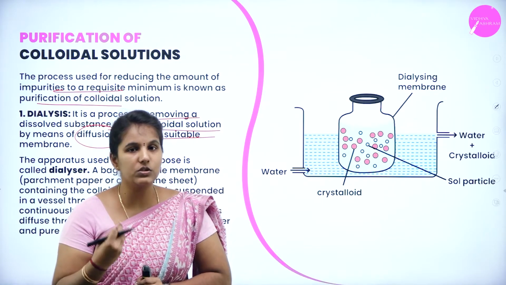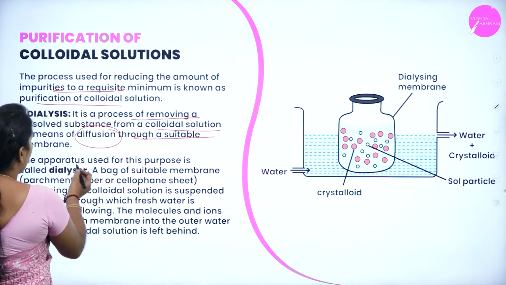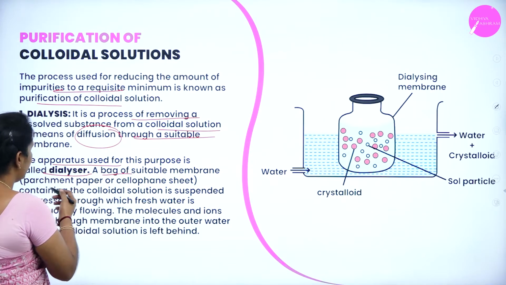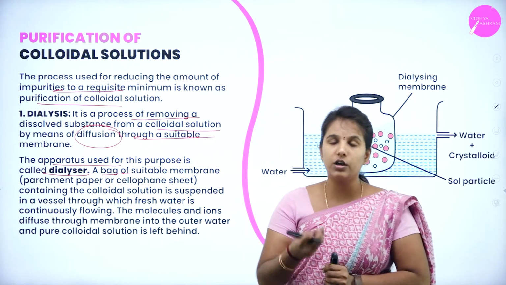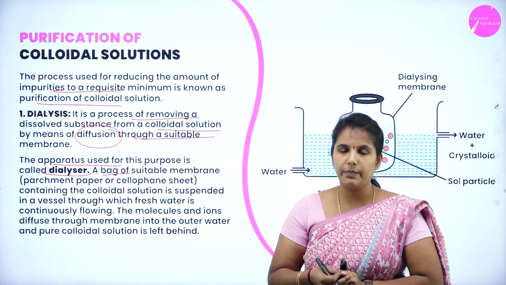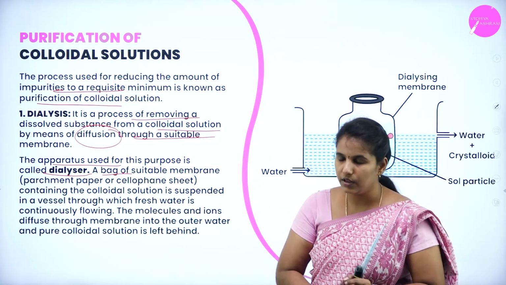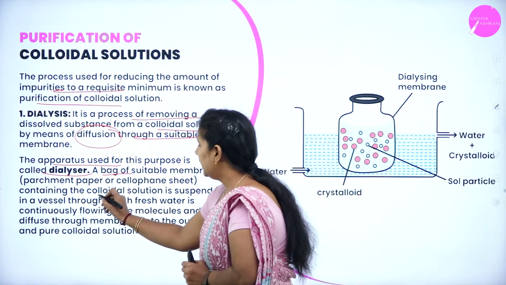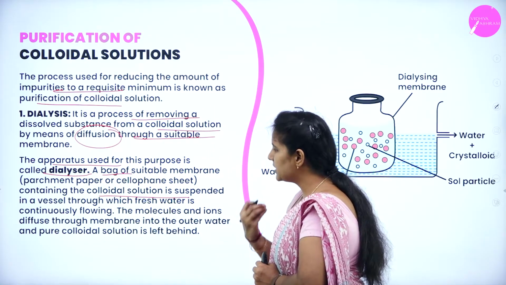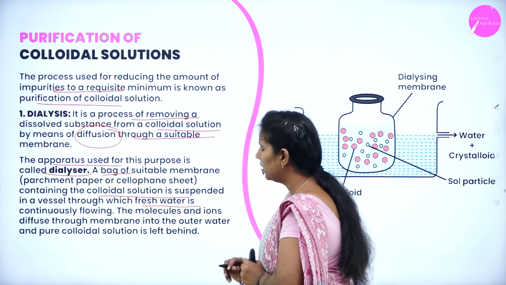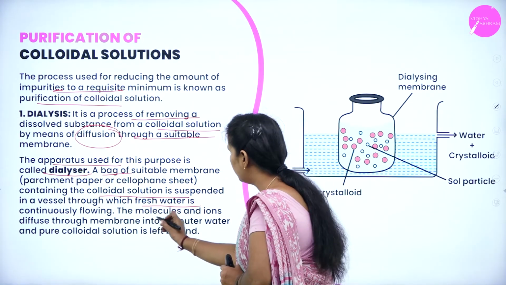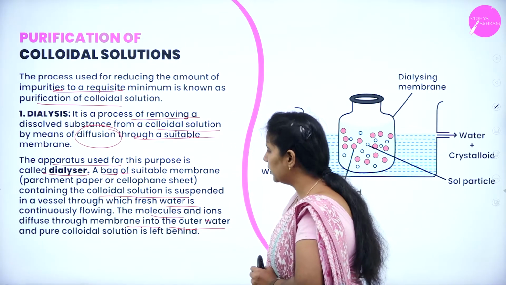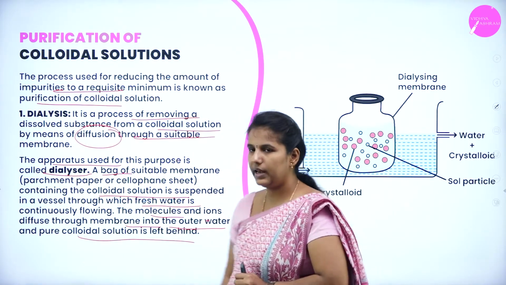For this, they will use a suitable membrane. The apparatus which is used for this process is known as a dialyzer, and a bag of suitable membrane which consists of cellophane sheets, or you can take parchment paper, or even animal bladder can be used. The bag contains the colloidal solution and is suspended in a vessel through which fresh water is continuously flowing. The molecules and ions will diffuse through the membrane into the outer water, and the pure colloidal solution will be left behind.